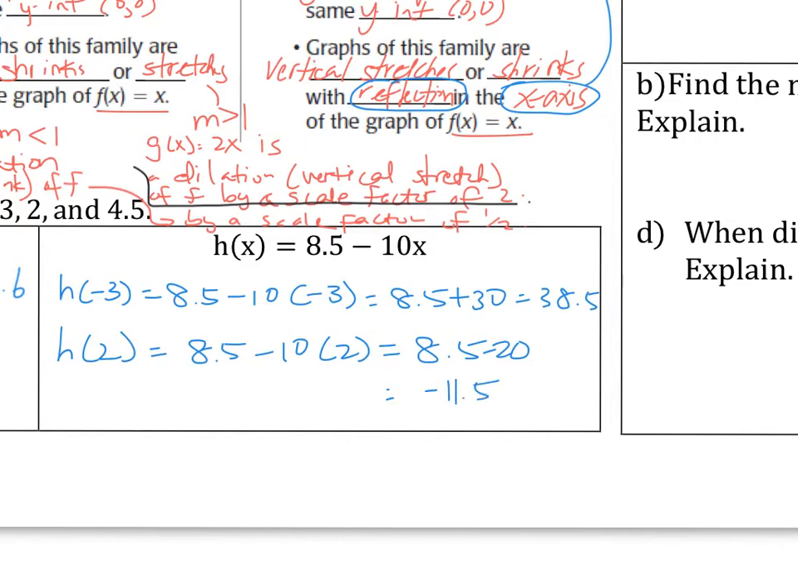-11.5. And h of 4.5 would be 8.5 minus 10 times 4.5. This would be minus 45. And again, -36.5.